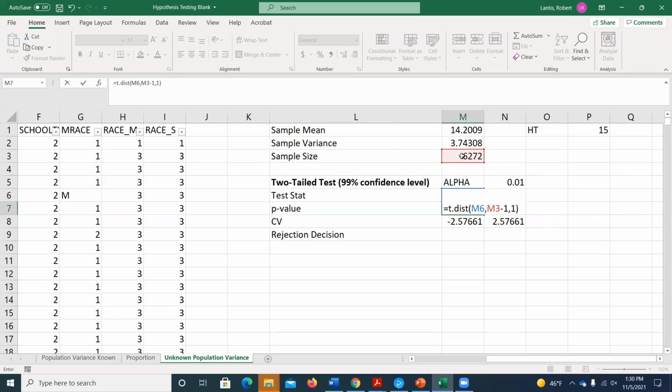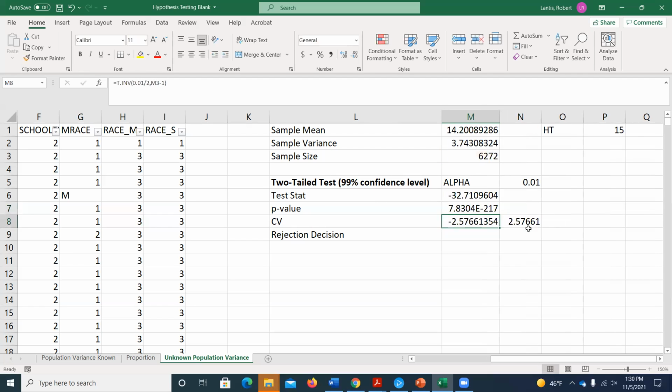But it's a two-tailed test, so what else do I need to do? Yeah, the way I multiply by 2 is on the outside of this function. Whatever that function returns, I'm just going to multiply that by 2. Okay? Any questions on that? Okay. So we'll hit enter there.